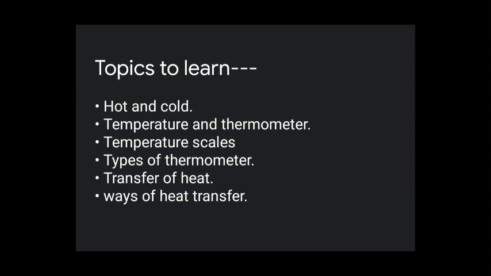Then we will talk about the different types of thermometer, and under this topic we are going to learn about the clinical thermometers and laboratory thermometer. Our next topic will be transfer of heat, and in this we will also talk about the different ways of heat transfer. So let's start with our first topic.